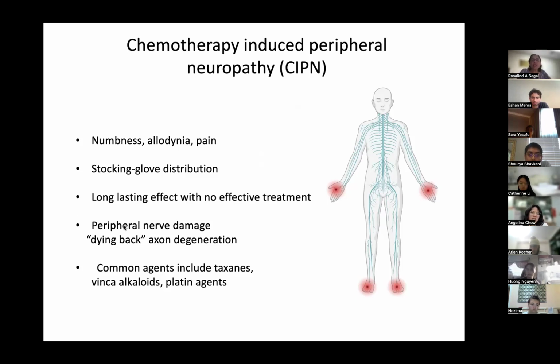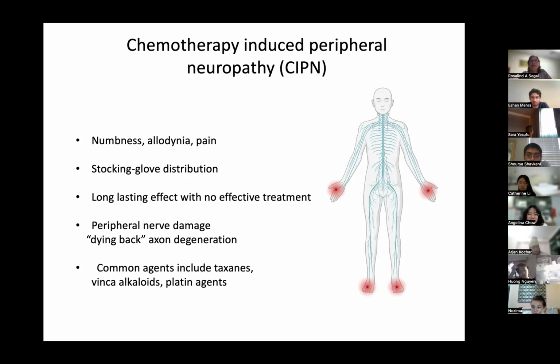For some patients, this goes away, but for others, it is a long-lasting effect of chemotherapy, and so really affects quality of life for the cancer survivors. Pathologically, what's seen is damage of the peripheral nerves that go to the hands and feet, for example, with a dying back method of axon degeneration. In other words, the ends of the axons die first.